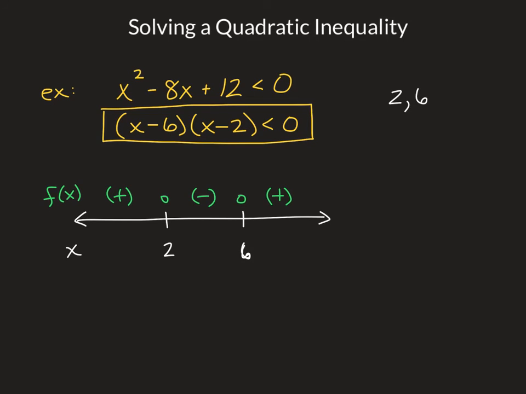Okay, now to determine what the final answer is, in this problem we want all the outputs that are less than and not equal to 0, only less than 0. So in this problem, we're looking for all the negative outputs because negative is less than 0. So we care about the x values between 2 and 6, not including 2 and 6 since we don't want to include 0. So our answer is all the x values that are between 2 and 6, not including 2 and 6.